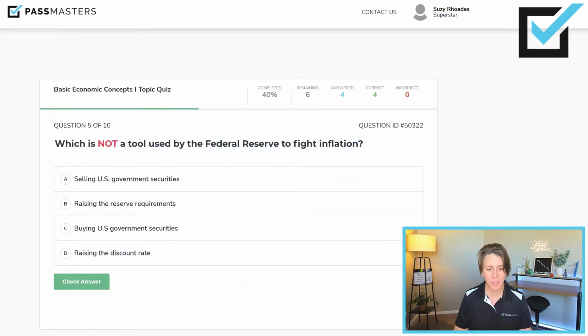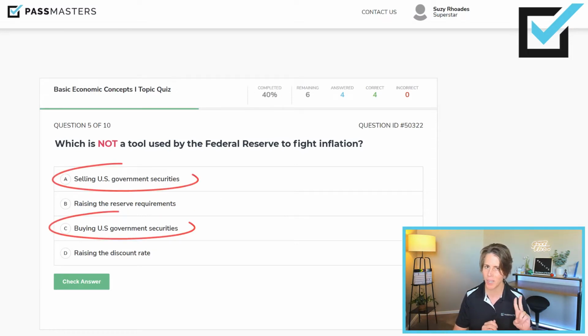Choices are selling U.S. government securities, raising the reserve requirements, buying U.S. government securities, or raising the discount rate. So we're looking for three things that fight inflation and one that does not. Raising the discount rate would make money harder to get, which means fewer loans being given. This would be a tool to fight inflation. Raising the bank's reserve requirement would also mean the banks have less money to lend, so it would be a tool the Fed would use to fight inflation. So that leaves us with two.